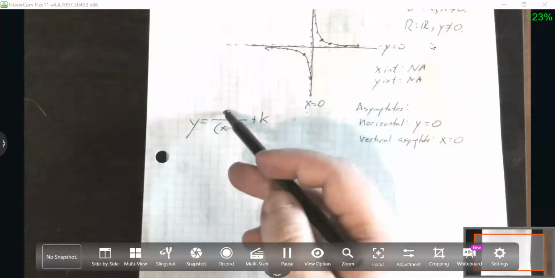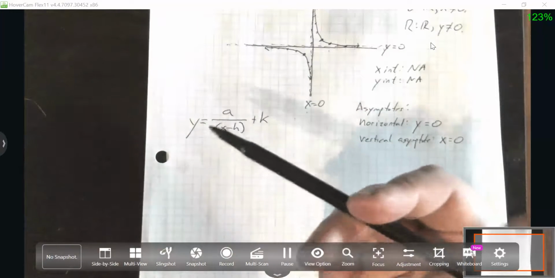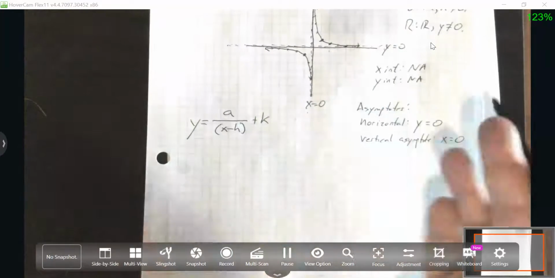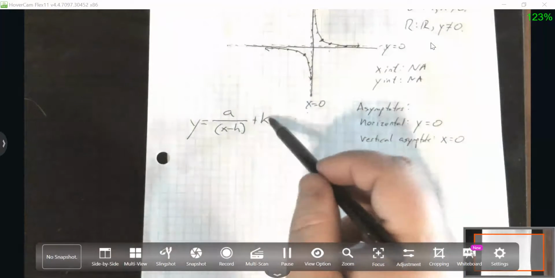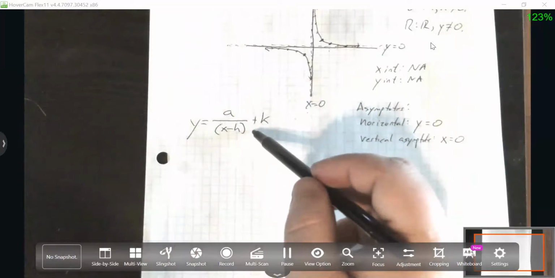A is going to give us a vertical stretch or a vertical compression. The sign will flip the whole thing upside down. H is still a horizontal translation. K is still a vertical translation. So in point of fact, the H and the K are what we're really looking for to help graph these.